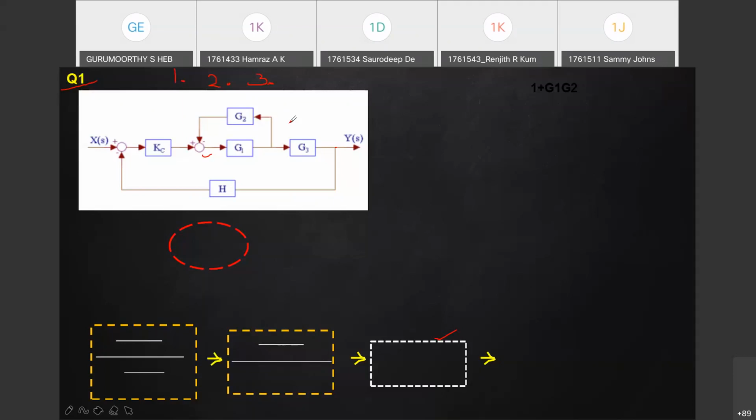For this problem, can somebody chat? First, can you see anything in series? Can you tell me, out of Kc, G1, G2, G3, is there anything in series as it is? Yes or no? If no, thank you. Is there anything in parallel as it is? No. Okay. Then can you see any independent loop? Yes or no is enough.